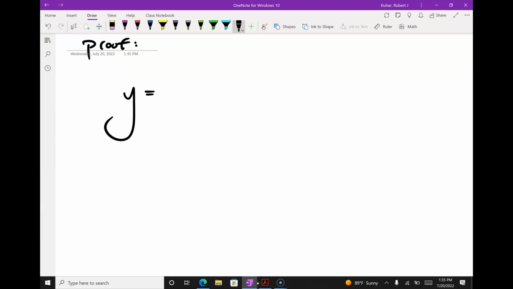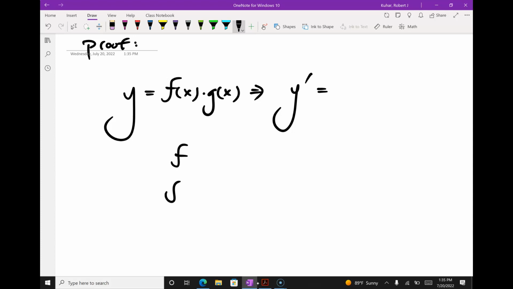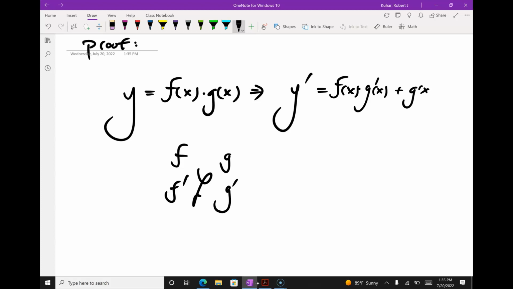I want to show that y equals f of x times g of x implies that y prime is what? Do you remember it already? Look at my loop. Pretty easy if you look at the loop. Yeah, f of x times g prime of x, sorry. Yep. Plus g of x times f prime of x.